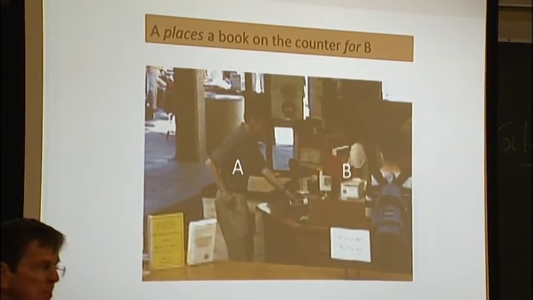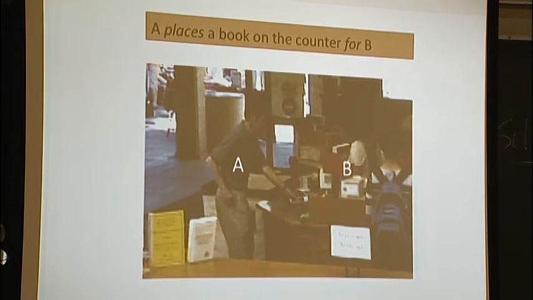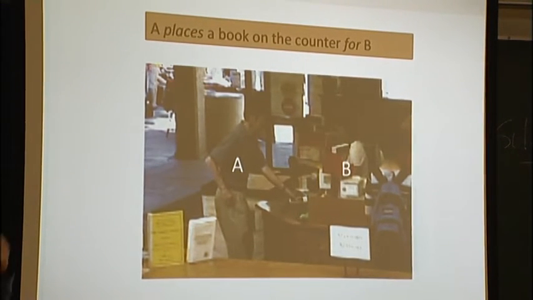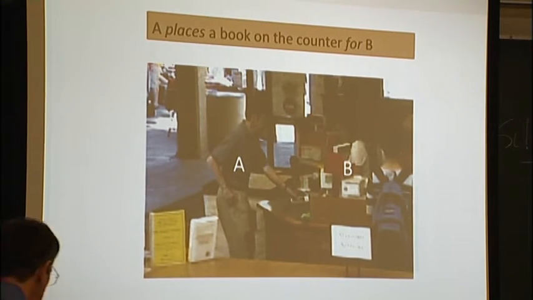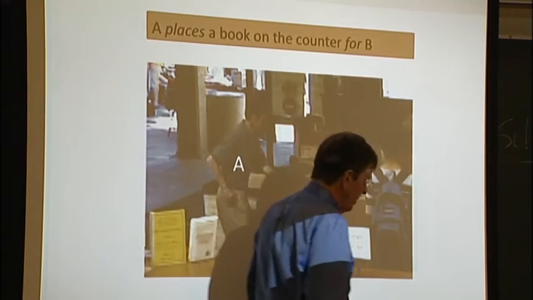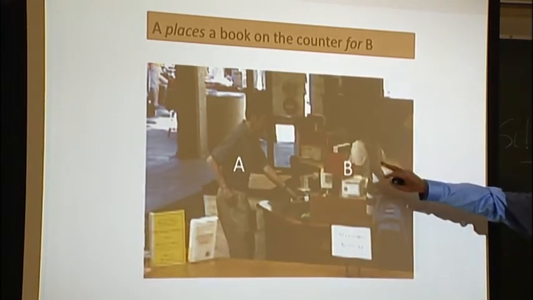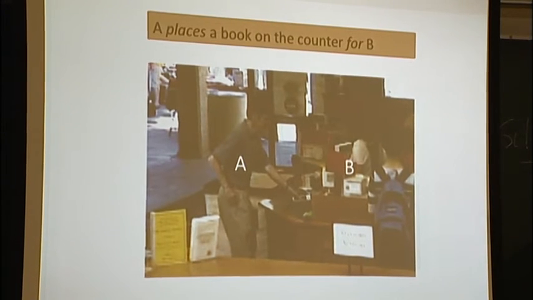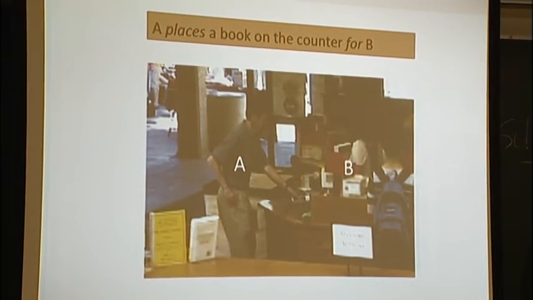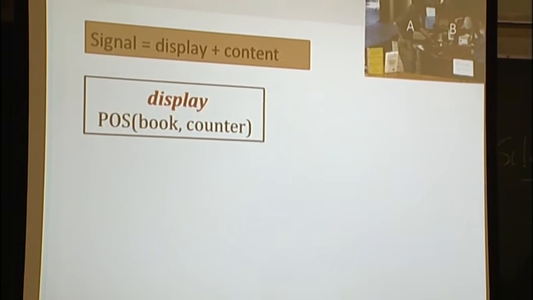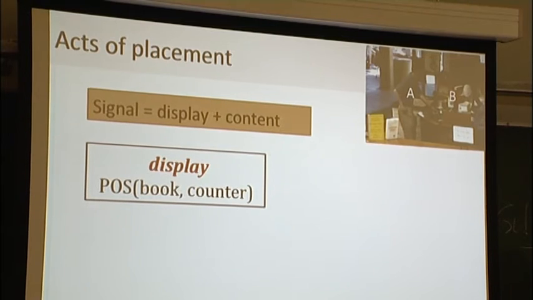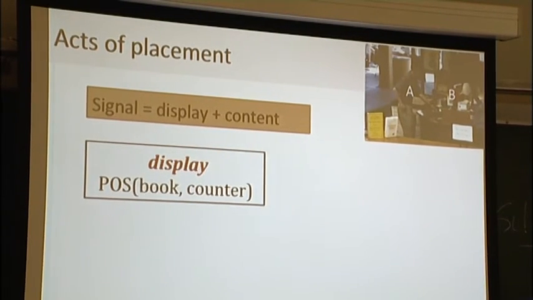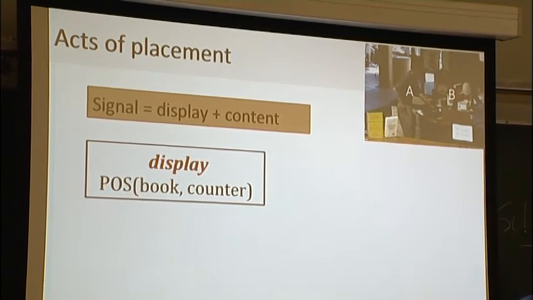I'm now going to turn to me going into the Stanford bookstore to buy a book. I'm going to try to go through the whole example here. So here I am placing a book on the counter at this bookstore for this woman here who's behind the counter, she's the clerk. And what am I doing here? Well, this is just a standard Saussurean display. I'm positioning the book on that counter. That's what that little notation is supposed to mean.